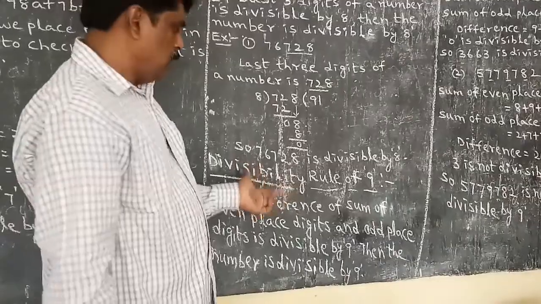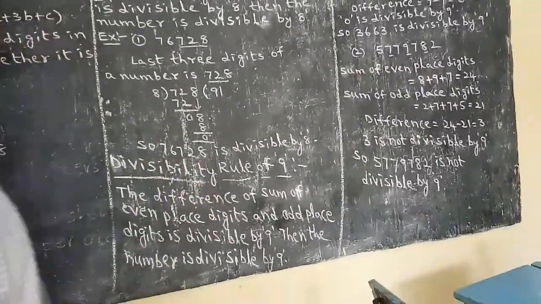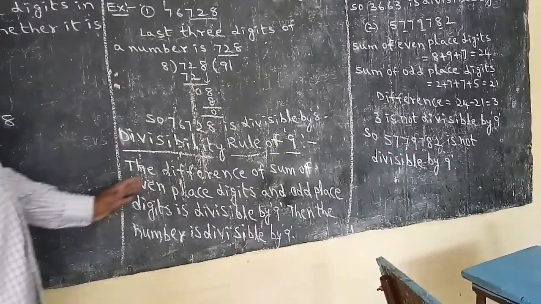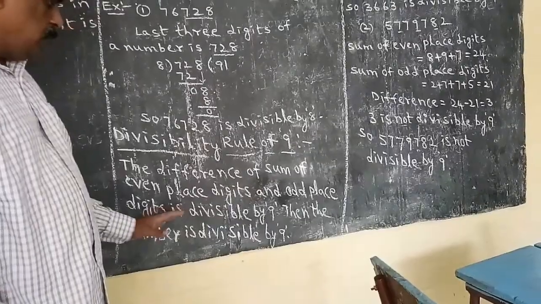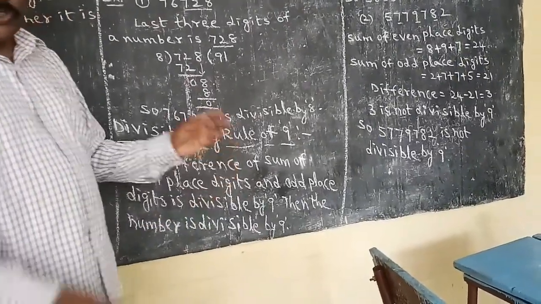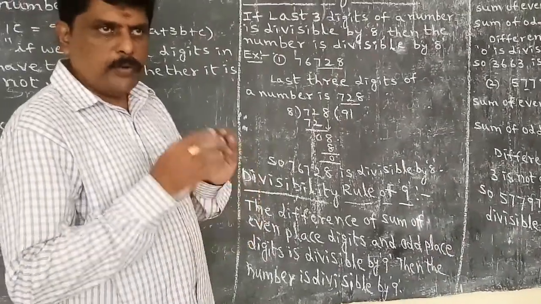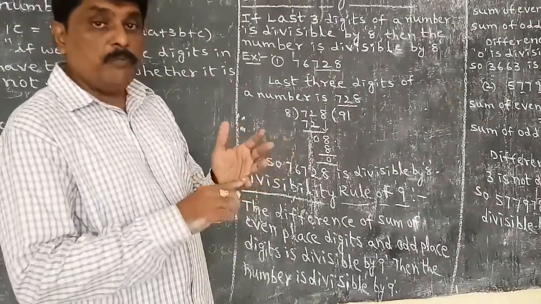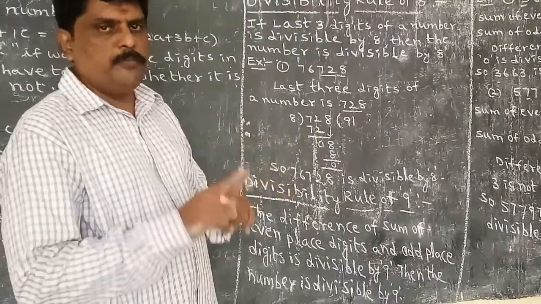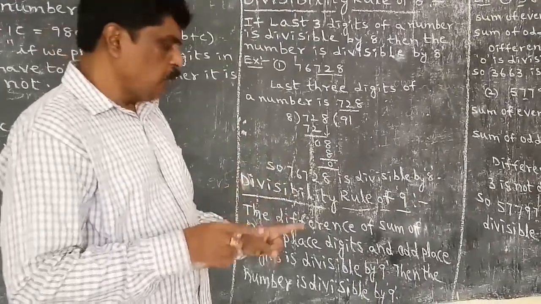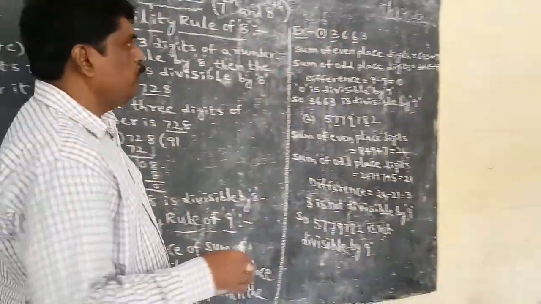Okay, then the divisibility rule of 9. We have to learn about the divisibility rule of 9. If the difference of the sum of the even place digits and the sum of the odd place digits is divisible by 9, then the total number is divisible by 9. What is the rule of 9? You have to find the sum of the even place digits and the sum of the odd place digits, find the difference of those numbers and check whether it is divisible by 9 or not. I have given an example for you here.